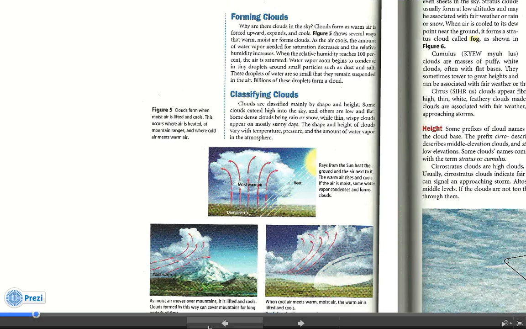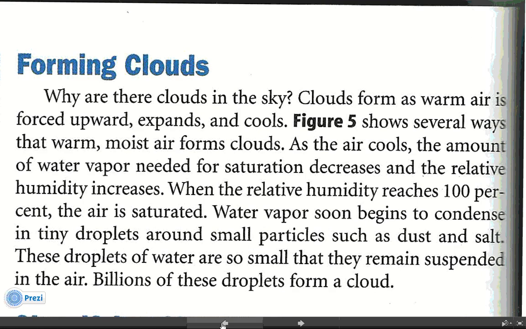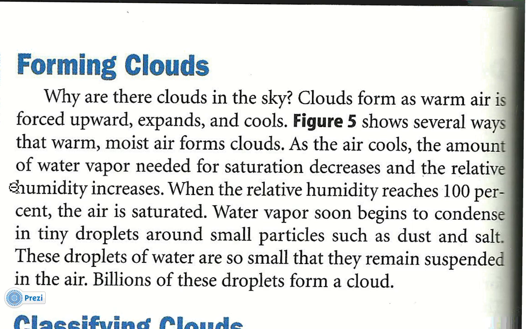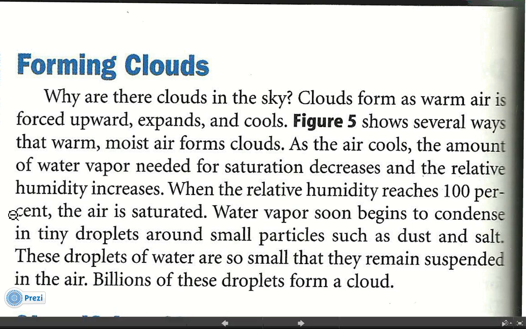Right here. And the relative humidity increases. When the relative humidity reaches 100%, the air is saturated. Water vapor soon begins to condense in tiny droplets around small particles such as dust and salt. These droplets of water are so small that they remain suspended in the air. Billions of these droplets form a cloud.